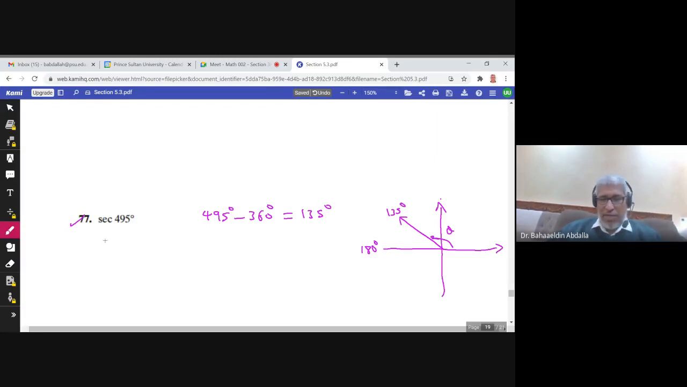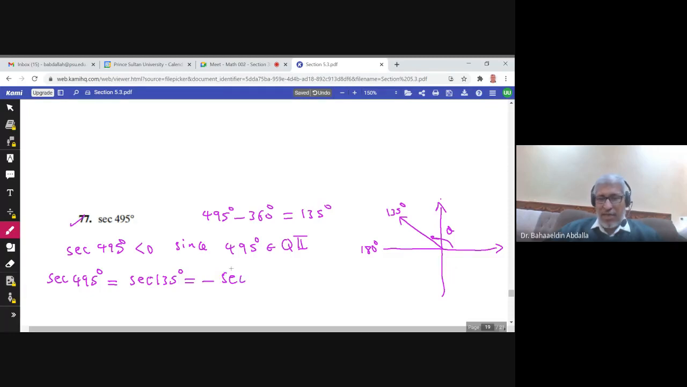And now secant 495 would be less than 0 because 495 lies in the second quadrant, and secant in the second quadrant is negative. So I can say that secant 495 is equal to secant 135, which is the coterminal angle. Now secant is negative, so it should be negative.